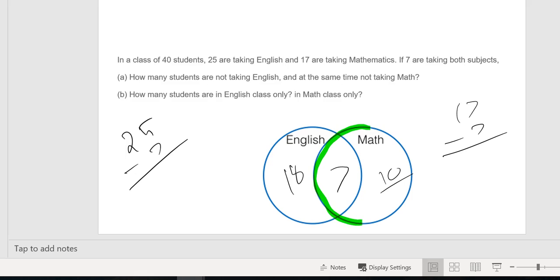If I highlight this, everyone inside that circle is taking math. Well, that's 10 plus 7, that's 17. Same thing over here: 7 plus 18 is 25. So I'm still following the rules. Now if I take 18 plus 7 plus 10, I get 35, which means I have 5 extra students not taking anything. So how many students are not taking English and at the same time not taking math? That's 5. How many students are in English only? That's 18. And 10 people are in math only.